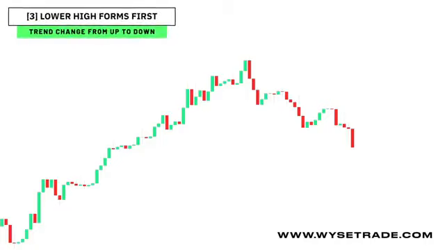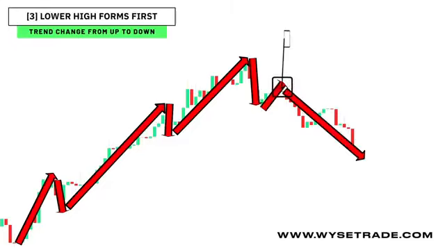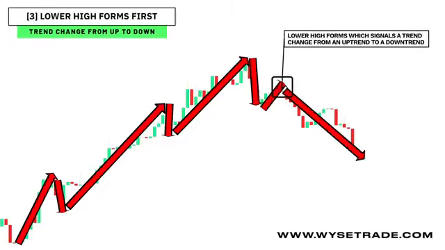Type 3. You have your uptrend through the higher highs and higher lows before you have a lower high that forms, signaling a trend change from an uptrend to a downtrend.